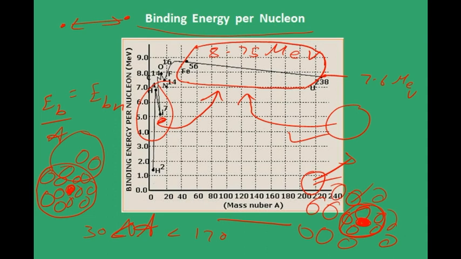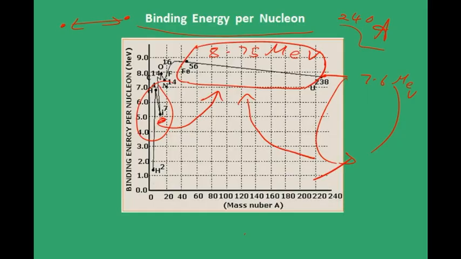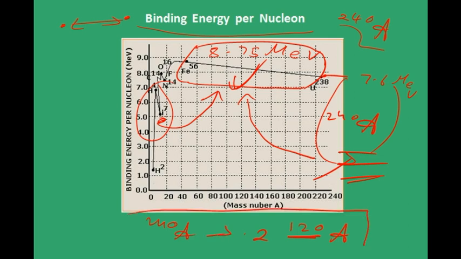Say an element with mass number 240 belongs to this region, somewhere more than 170, right? If I am able to convert that into, say, two elements of mass number 120 each, and mass number 120 belongs to this region which we are interested in, that is the region which has more binding energy per nucleon, and hence here the nucleons are more tightly bound, and hence energy is released in this particular process. And this is of very much interest to me because energy is released in it.